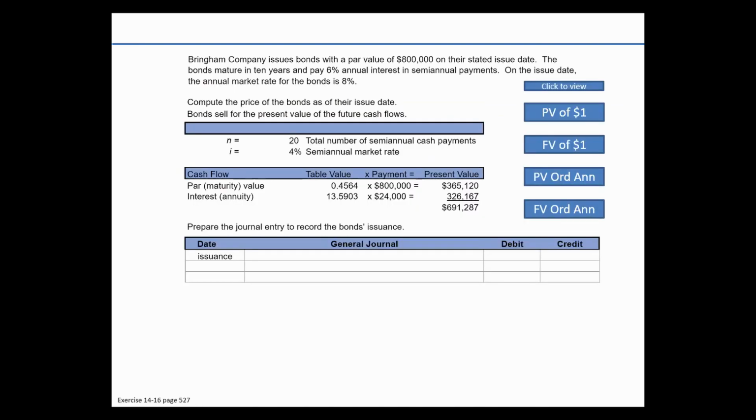And then what we'll do is figure out the entry to record issuance. So we receive cash in the amount of 691,280. And then we have a discount on bonds debit of 108,713. And then we have a credit to bonds payable in the amount of 800,000, because they're going to eventually owe 800,000. They're receiving 691,287. The difference that they're going to have to make up, which is the discount, is 108,713, because they're going to eventually have to pay back 800,000, but they're not receiving that all right away.